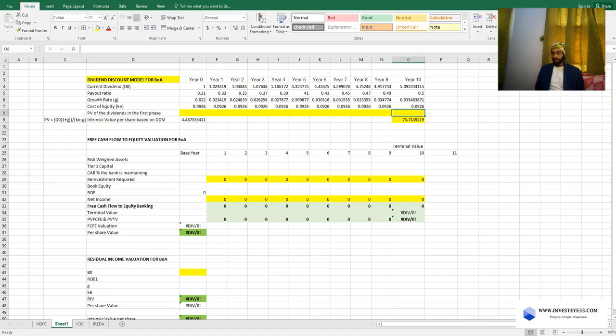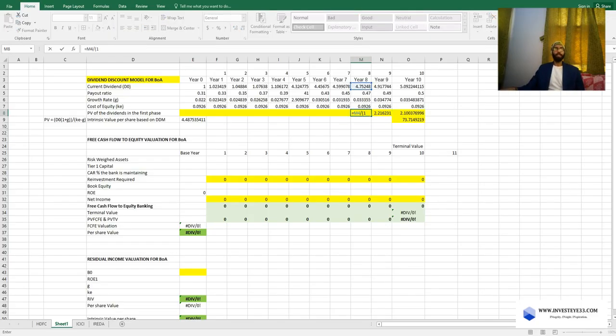Now in year 10, the calculation will be year 10 dividend divided by 1 plus the cost of equity raised to the power the number of years, which is 10. For year 9, it will be dividend in year 9 divided by 1 plus the cost of equity in year 9 raised to the power the number of years. So this is raised to the power 9, right? Now in this way we can deduce all the numbers up till year 1.